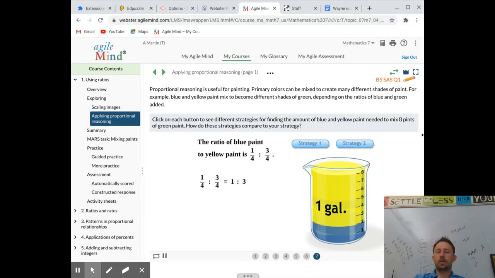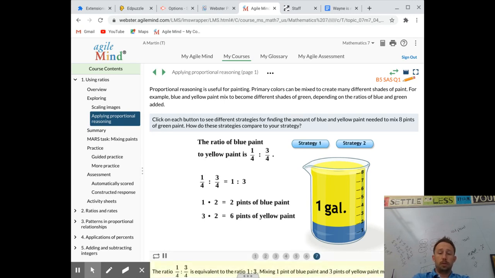All right, so looking at strategy 2, you'll notice that we're taking 1/4 and 3/4, and they are multiplying 1 by 2 and 3 by 2. And so when they do this, they're getting 2 pints of blue paint and 6 pints of yellow paint. So when we look at this, basically what they did was they multiplied by 4 at the beginning to get rid of that denominator and give us our whole numbers.